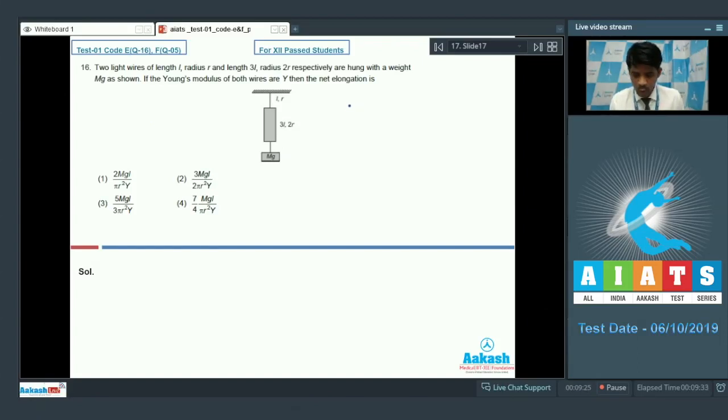Elongation for any single wire is given as F divided by area into Young's modulus into length. So the total elongation is the elongation in this wire, where F is equal to mg, area is pi r square, Young's modulus is Y, and length is L.